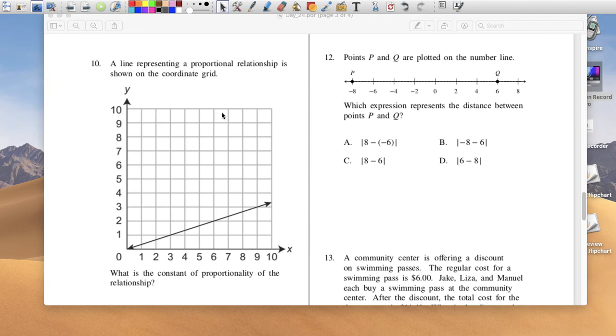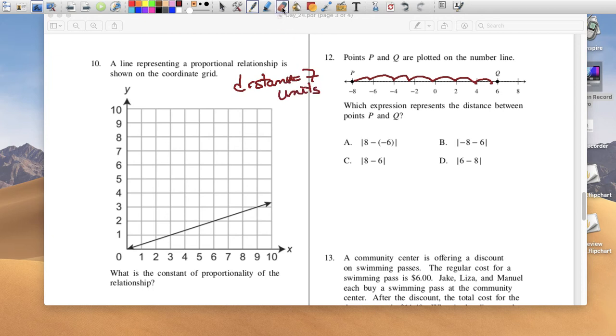12. Points P and Q are located on the number line. Which expression represents the distance between point P and Q? Okay, so now, guaranteed that a lot of students in New York City will just do this. Well, the distance is easy. It's 1, 2, 3, 4, 5, 6, 7. So the distance between point Q and P is 7 units.